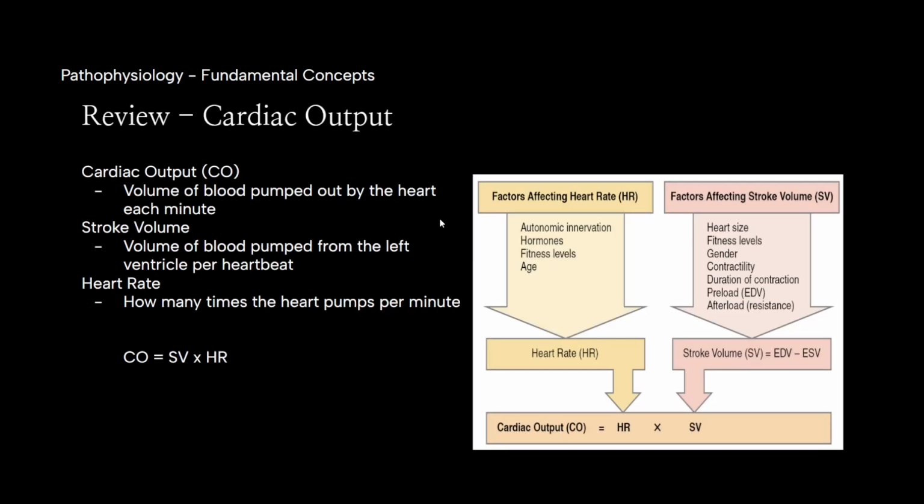Next is cardiac output, which is the volume of blood pumped out of the heart each minute. Stroke volume is the volume of blood pumped from the left ventricle per heartbeat. And cardiac output is stroke volume times heart rate. On the image here, we can see some factors affecting heart rate and some factors affecting stroke volume.